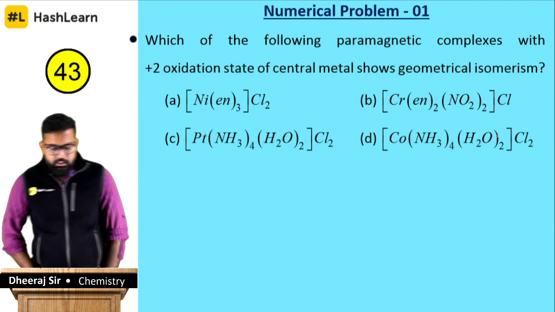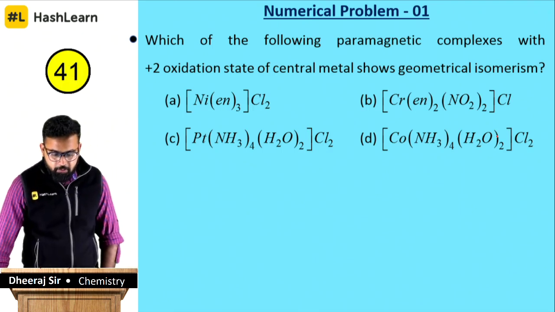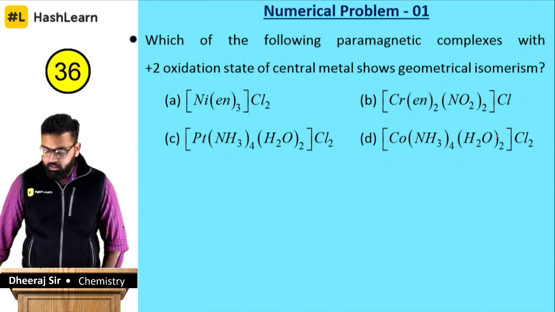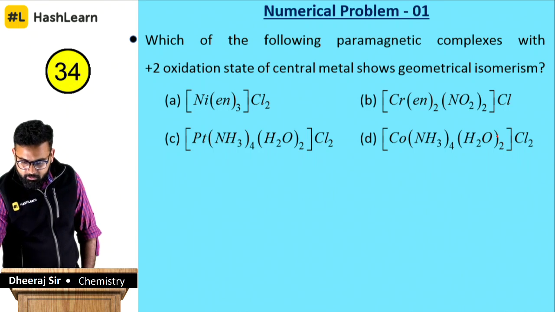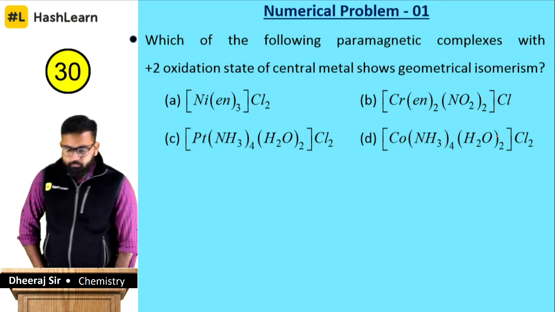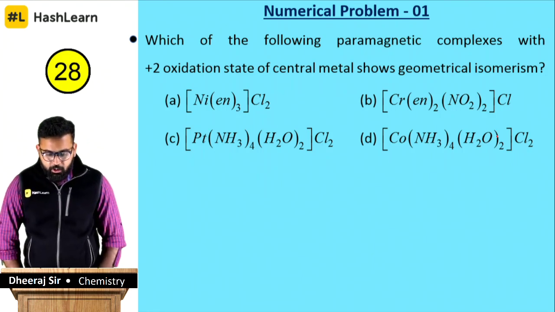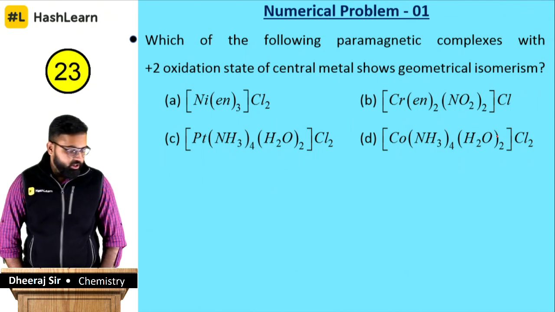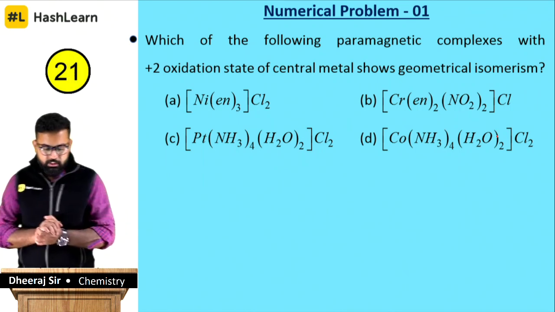So have a look at this. Which of the following paramagnetic complexes with +2 oxidation state of central metal shows geometrical isomerism? I've picked up the first question for the day from isomerism since it's important. That's the question for you.